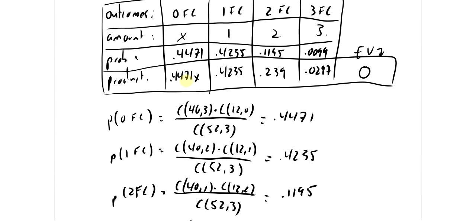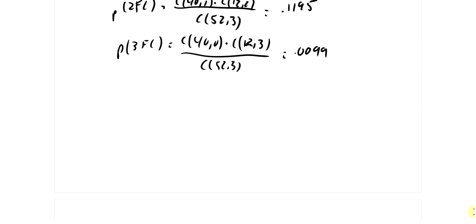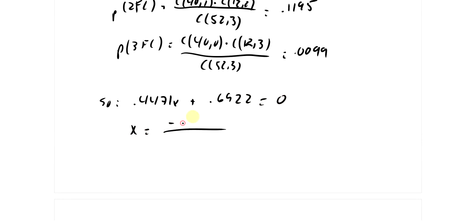So add across and you should get 0. So this plus this plus this plus this should equal 0. If you actually do that, you should get 0.4471 x plus the other three numbers add up to 0.6922, and that should be 0. That's your expectation value. So how much should you lose for the game to be fair? Well, solve this equation for x, subtract this from both sides, divide by the 0.4471, and you get minus 1.5482.